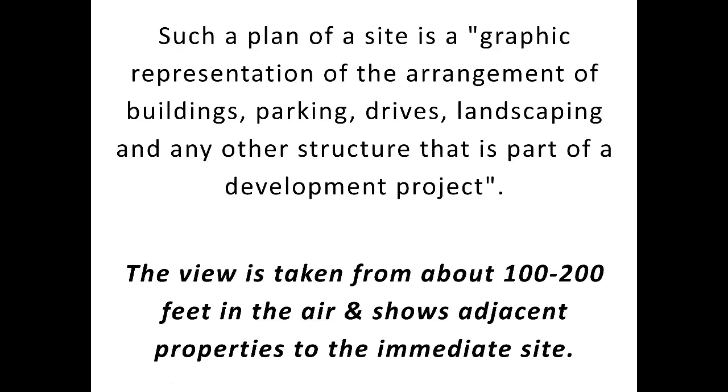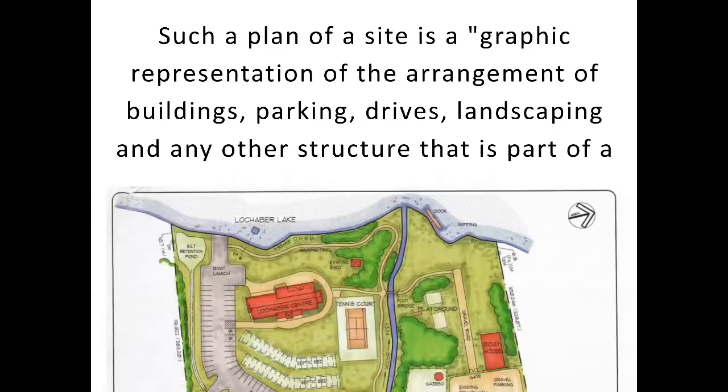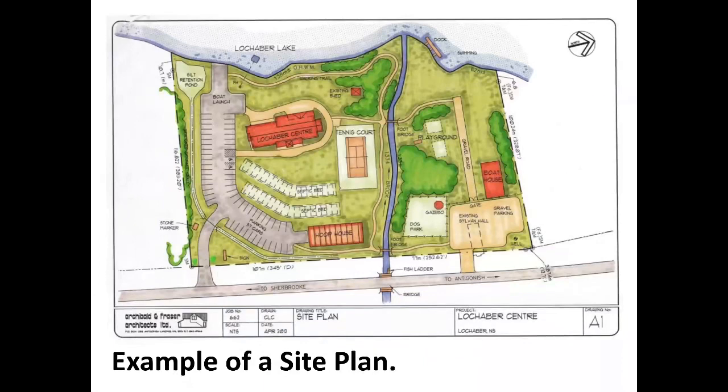So if there's a road, if there's a train line, if there's a river, a bridge, whatever it is, you would have to show all of those things on your site plan as long as it is adjacent to your property. So this is an example of one, which ours will not be as detailed as this one, but just to give you an idea of an aerial view of a property.